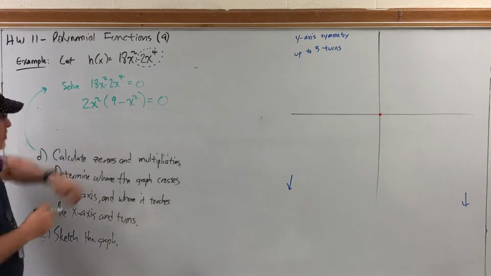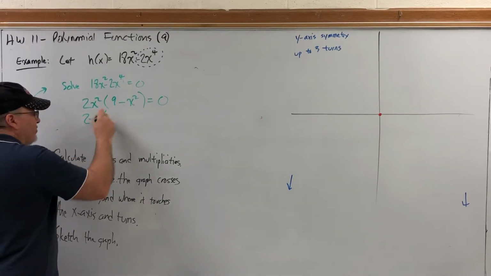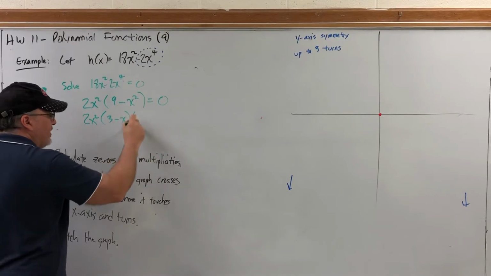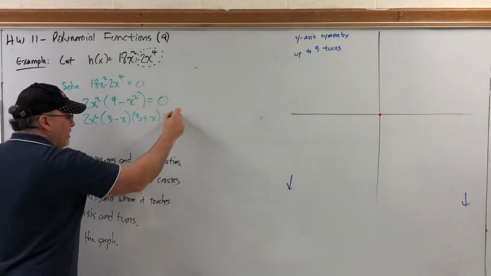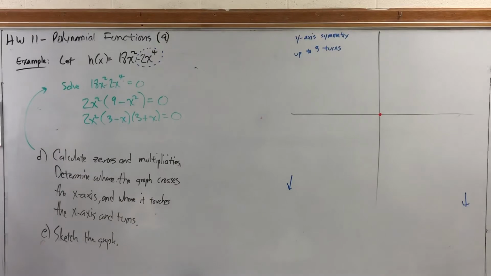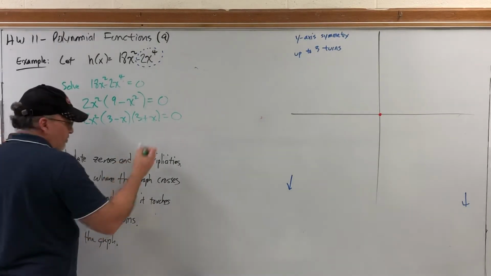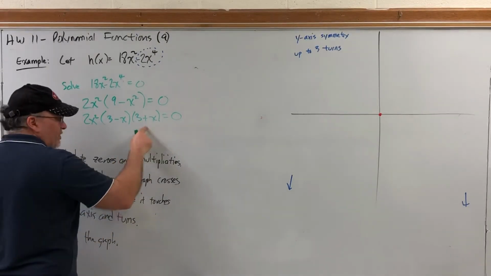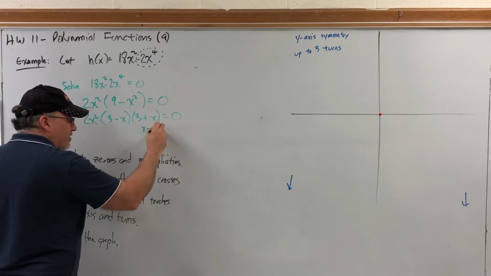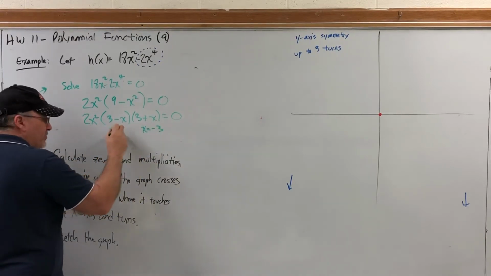This is a difference of squares. It factors into 3 minus x and 3 plus x. And now I can get all of my intercepts, all of my zeros. If I solve this one, I'll get x equals negative 3. If I solve this one, I'll get x equals 3.